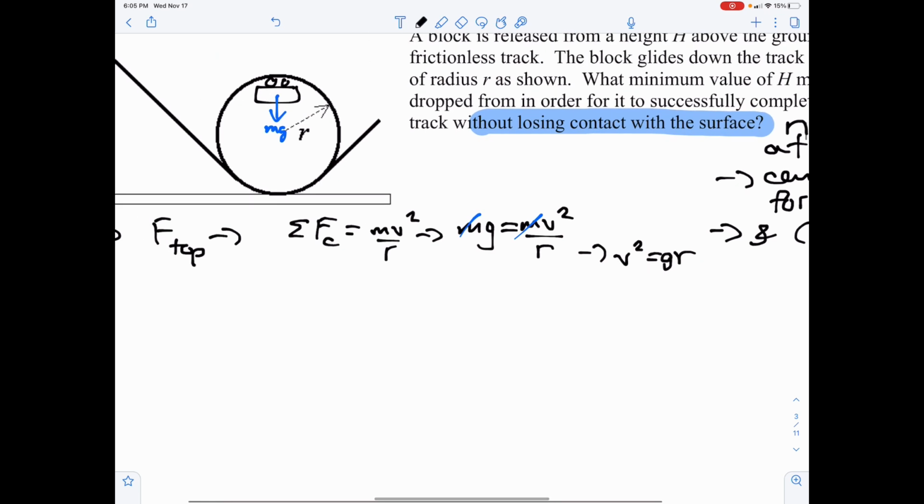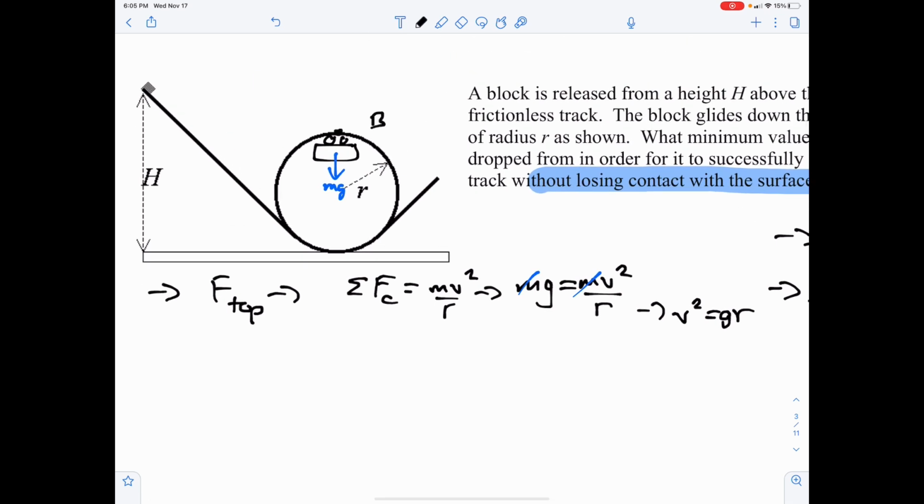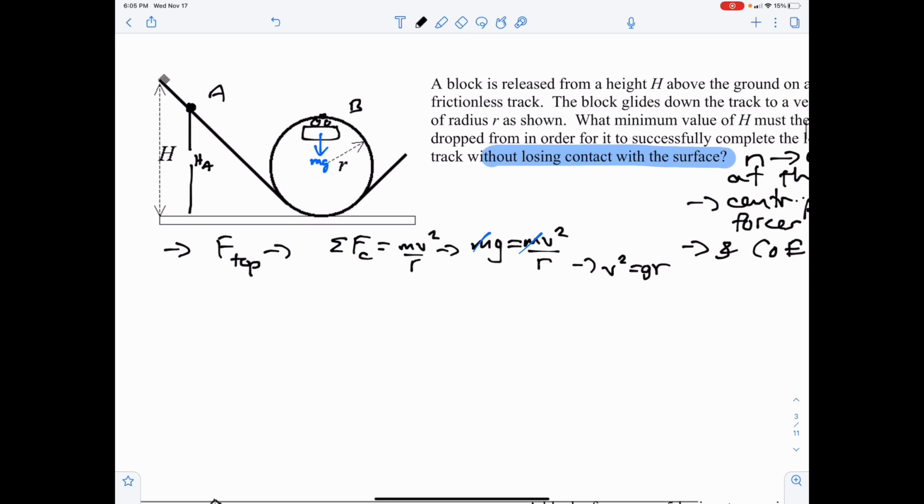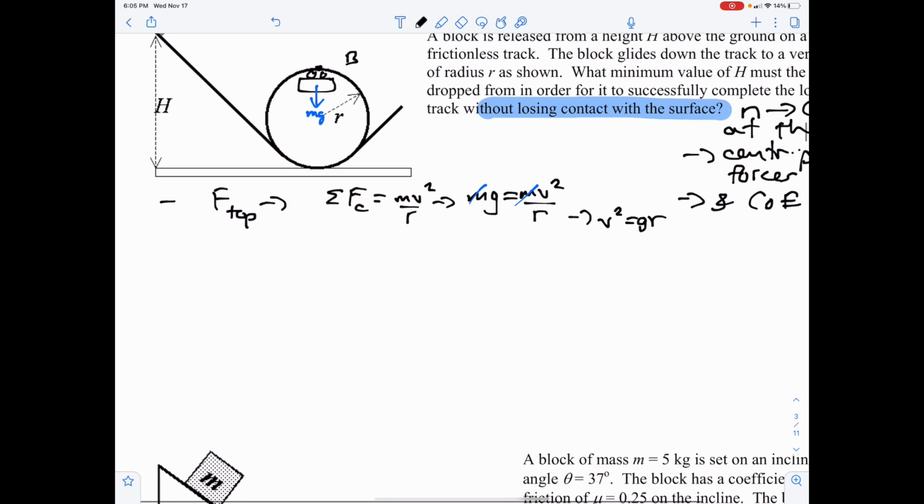Okay, I'm going to call this right here point B, and I'm going to call the minimum height that I need to release it from height A. Or I will just say height, where we release it from here, that is going to be point A. So this would be vB squared. Now we can go ahead and use energy to work the solution to the problem.